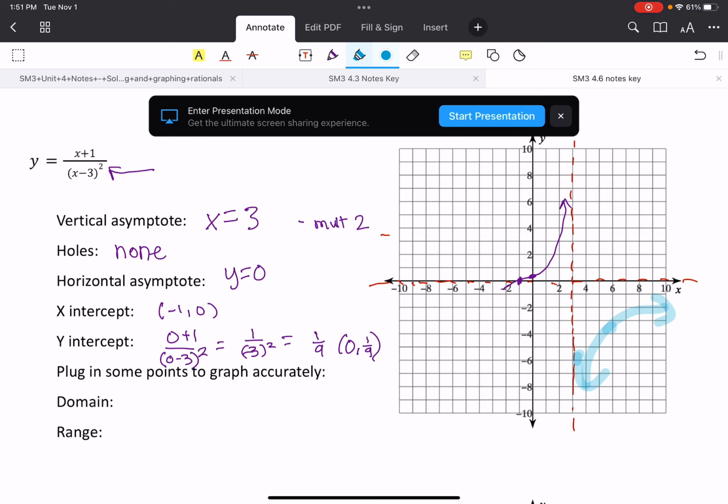Jenna, you with me? I'm so lost. Okay, but what part are you lost on? All of it. It just sounds like you're speaking a foreign language to me right now. Okay, what's a vertical asymptote? The excluded values. Okay, well, that's part of it. But what does the word vertical mean? Up and down. Okay, up and down. So the only up and down line here is this red one right here. Does that make sense? That's the vertical asymptote.